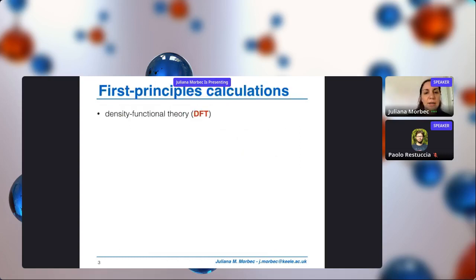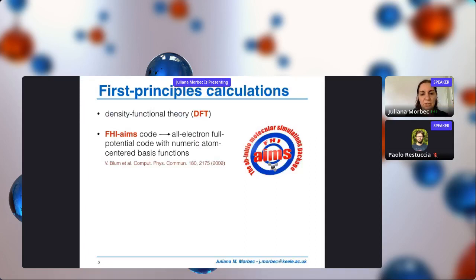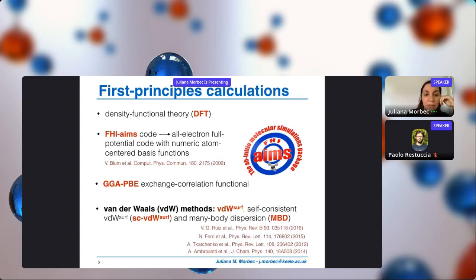We do density functional theory calculations using the FHI-aims code. I don't want to bother you too much with the details of the code. You use an exchange correlation functional like PBE, but what is important here is the Van der Waals methods that we use. We need to include Van der Waals to describe these types of systems because the PBE exchange correlation functional doesn't include long range Van der Waals corrections. So here we investigate how the different methods available in the literature perform and how good they are for this kind of system.